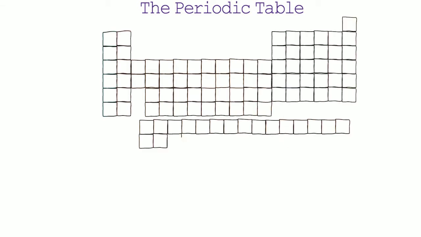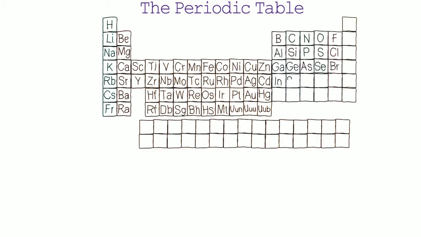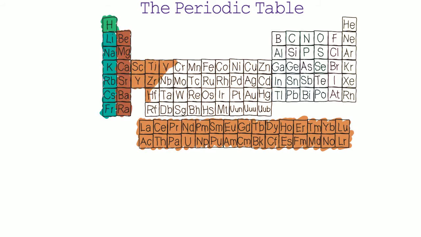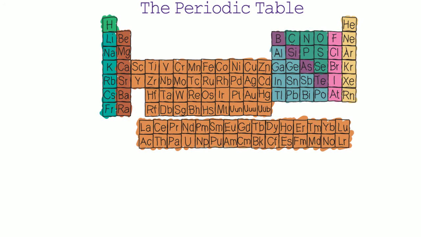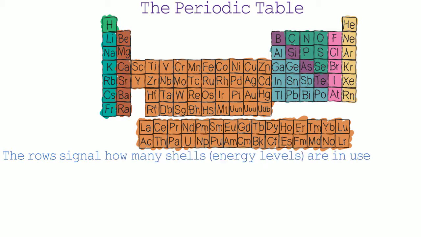The periodic table shows all possible elements. It is laid out in a special way so that the columns and rows tell us certain characteristics about the element. The rows signal how many shells are in use. So elements in row 1 have electrons in their first shell and no electrons in any of the outer shells. Elements in row 3 have their first 2 shells completely full with electrons, whereby there is 2 electrons in the first shell and 8 in the second shell. They also have some electrons in shell 3.